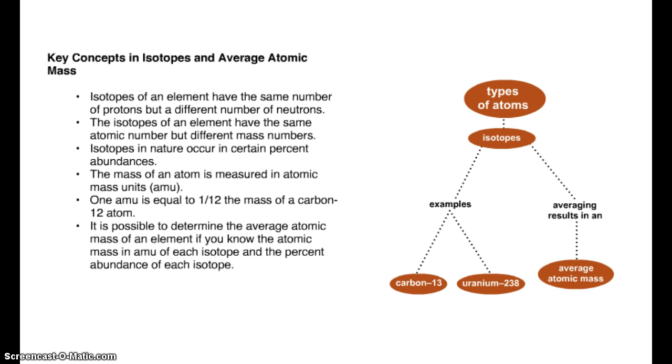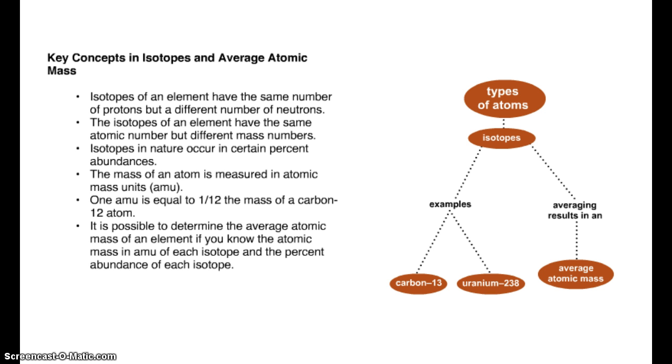Key concepts in isotopes and average atomic mass. Isotopes of an element have the same number of protons but a different number of neutrons. The isotopes of an element have the same atomic number because it has the same amount of protons, but different mass numbers because there are more neutrons. Isotopes in nature occur in certain percent abundances. So in other words, if you have two isotopes, it's not 50% of each. It might be 99% of one and 1% of the other.